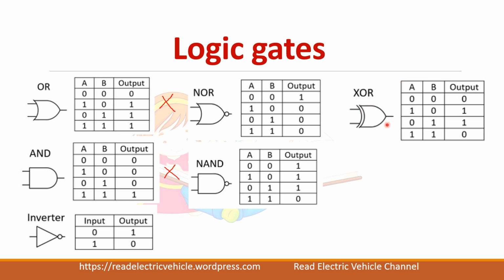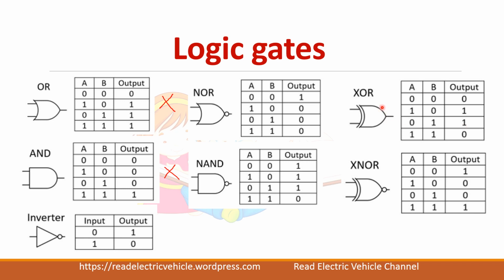And XOR gate is exclusive OR gate. So for different input combinations, this will give you high output. XNOR gate is just inversion of XOR gate. So this will give 0 output when the inputs are different.